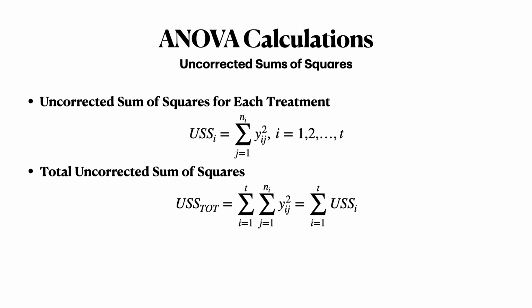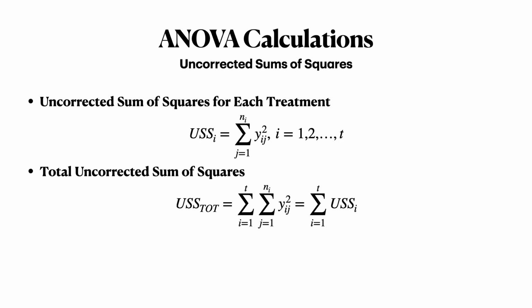Next, we need uncorrected sums of squares. And so first we need the uncorrected sum of squares for each treatment. We'll denote this by USS sub i. This is the uncorrected sum of squares for the ith treatment. And this is the sum of the squared y sub ij values, where we're summing over the index j going from 1 up to n sub i. And we do this for each of our samples, each of our treatments. So i going from 1 to t.